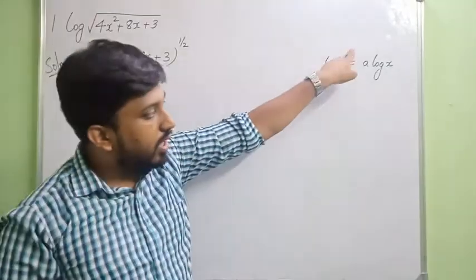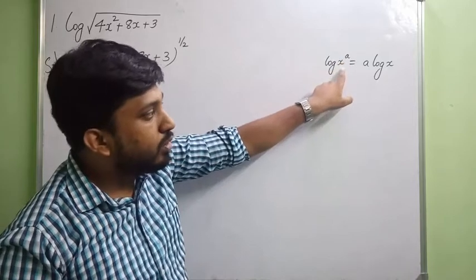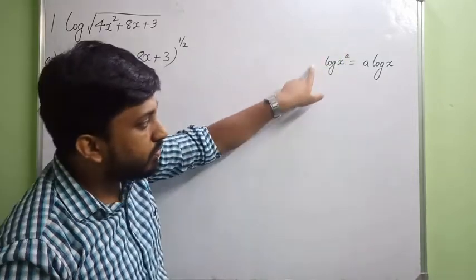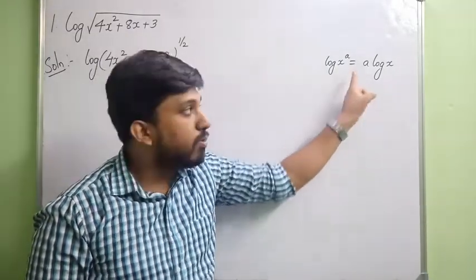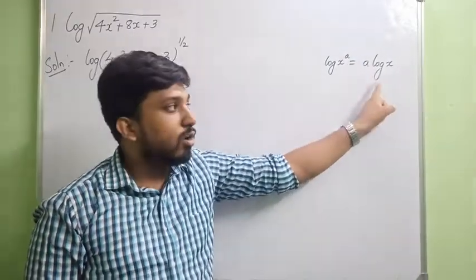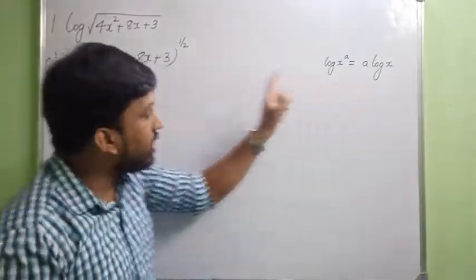Log x to the power of a. So before the log, if there is a variable and to that there is a power, that power comes in front of the log and with log its variable. So here log x to the power of a can be written as a log x. This is the log formula. Okay, so this we are applying here.